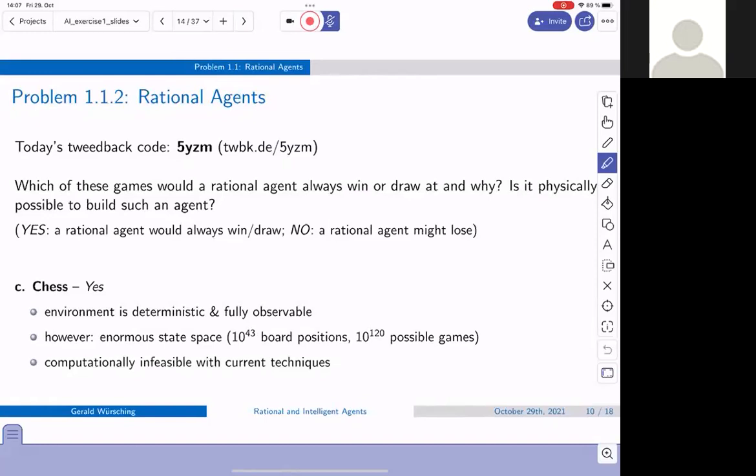In this case, it's a little harder. The question basically is, in theory, whether a rational agent could always win or draw at the game of chess. And for chess, yes, it's correct. Why? Again, because we have the same setting as before with tic-tac-toe. Our environment is deterministic, and our environment is fully observable. That's why it's basically, in theory, the same thing as with tic-tac-toe. So we would have a possibility for a rational agent to always win or draw.